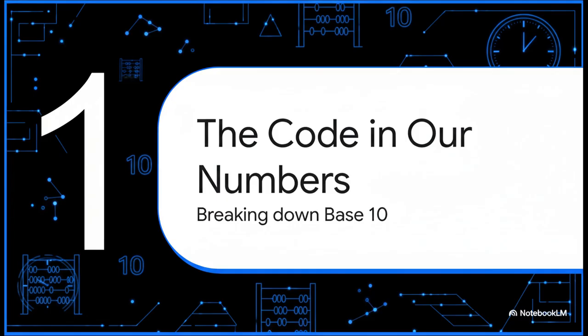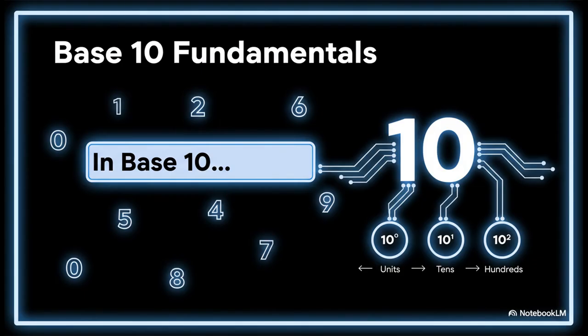So to really get how this works, we've got to start with what we know. Let's break down the system we use every single day, most of the time without even thinking twice about it. Base 10. So why do we call it base 10? It's actually super simple. It's because the whole system is built around the number 10. We've got 10 digits, right? 0 through 9. And every single spot a digit sits in, that spot represents a power of 10.